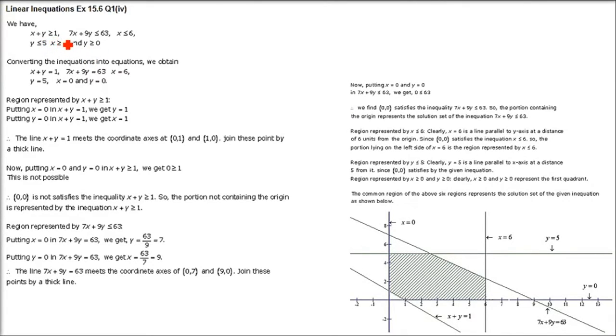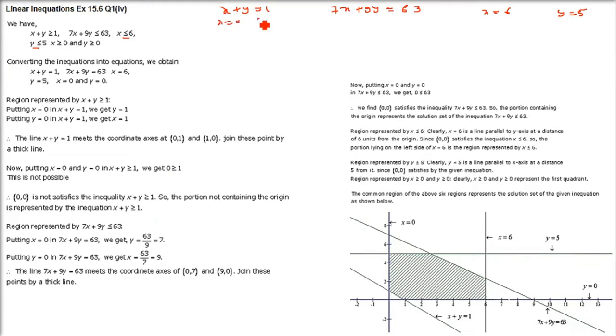x plus y greater than or equal to 1. Same thing we have to do. x plus y equal to 1, 7x plus 9y will be equal to 63. Make the equality. Then we have x less than or equal to 6 and y less than or equal to 5. And x greater than or equal to 0, y greater than or equal to 0. That means we are talking about the first quadrant. So we have to make two lines first. There are two more lines which are parallel to the x and y axis. So x equal to 6, y equal to 5.